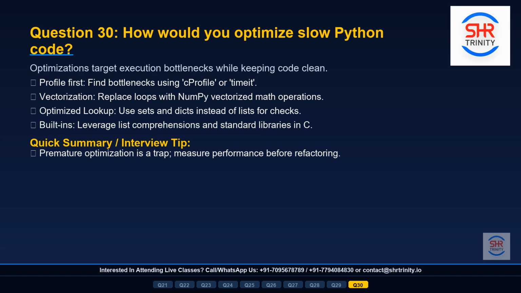Can you replace nested Python loops with NumPy vectorized operations? NumPy runs in compiled C code, which can be 10 to 100 times faster. Use built-in Python functions over custom logic wherever possible, because built-ins are also implemented in C. Measure performance before and after every optimization to ensure you actually improve things.